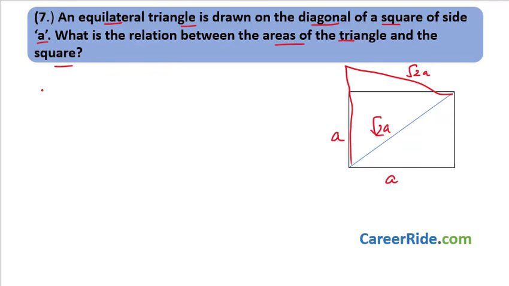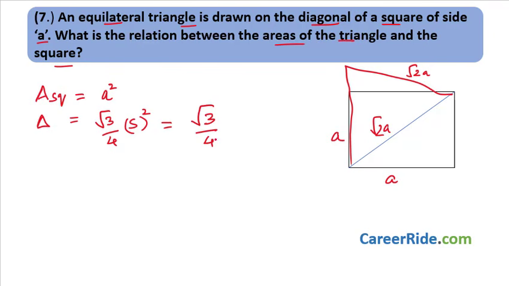So now we know that the area of the square is equal to side square. What is the side here? Side here is a. So area of the square is a square. What is the area of an equilateral triangle? Area of an equilateral triangle is root 3 by 4 into side square. So what is the length of the side here? Side is root 2a. So this is root 3 by 4 into root 2a whole square, which is equal to root 3 by 4 multiplied by 2a square. So this is simple now.